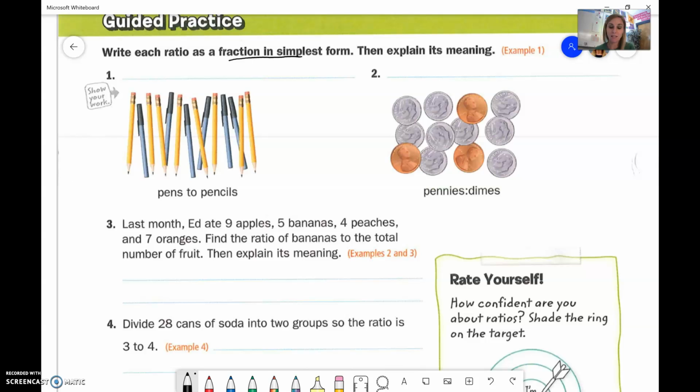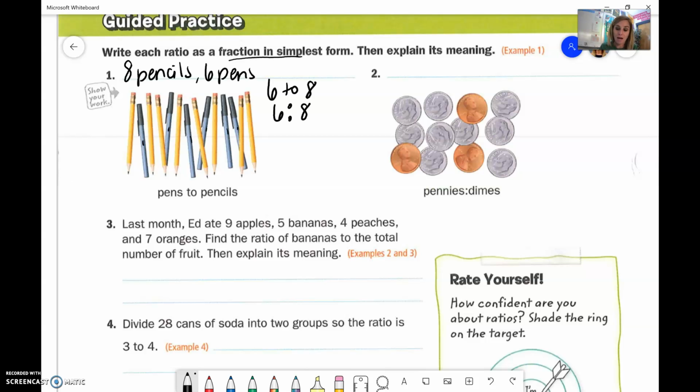So let's take a look at this ratio from pens to pencils. So when I look at this, I see that there are 1, 2, 3, 4, 5, 6, 7, 8 pencils. I'm just going to write it on here. And then I'm going to see how many pens I have. 1, 2, 3, 4, 5, 6. Okay, and then I see there's 6 pens. So the pen to pencil ratio is 6 to 8, or it is 6 semicolon 8.